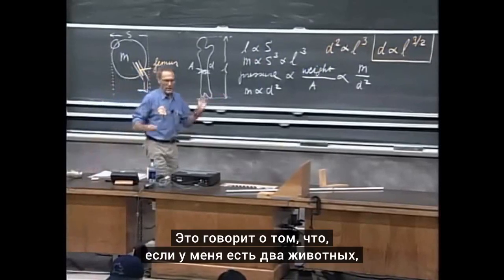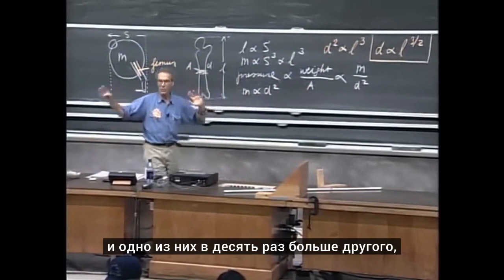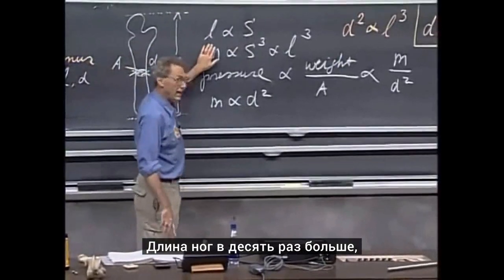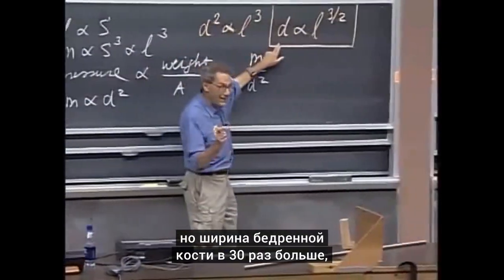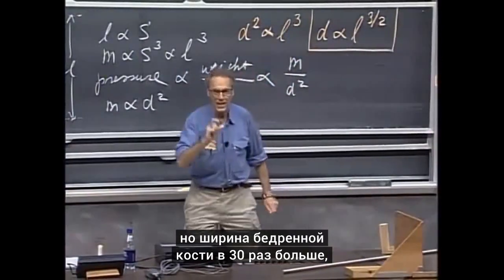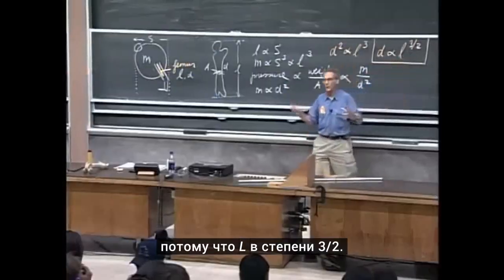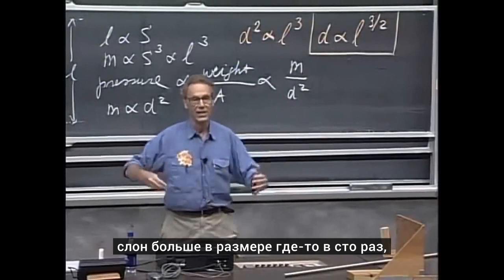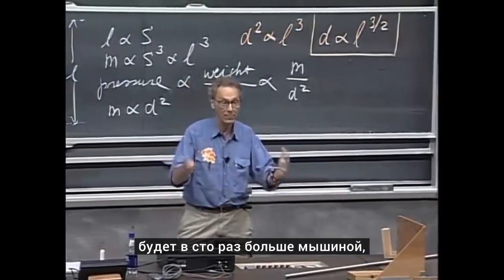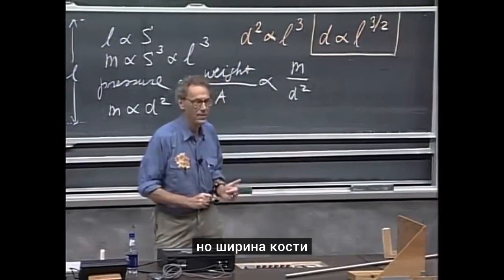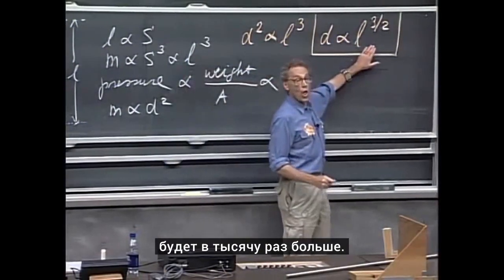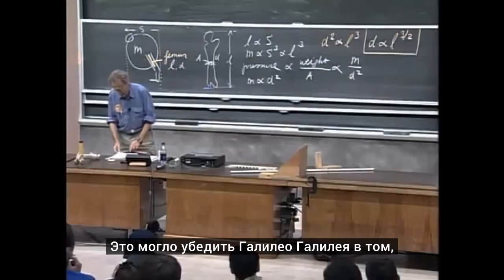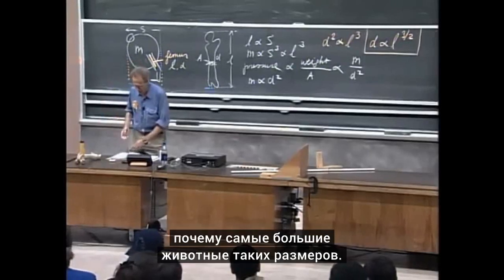It tells you that if I have two animals, and one is 10 times larger than the other, that the lengths of the legs are 10 times larger, but that the thickness of the femur is about 30 times larger, because it is L to the power 3/2. If I were to compare a mouse with an elephant, which is about 100 times larger in size, the length of the femur of the elephant would be 100 times larger than that of a mouse. But the thickness of the femur would have to be 1,000 times larger.